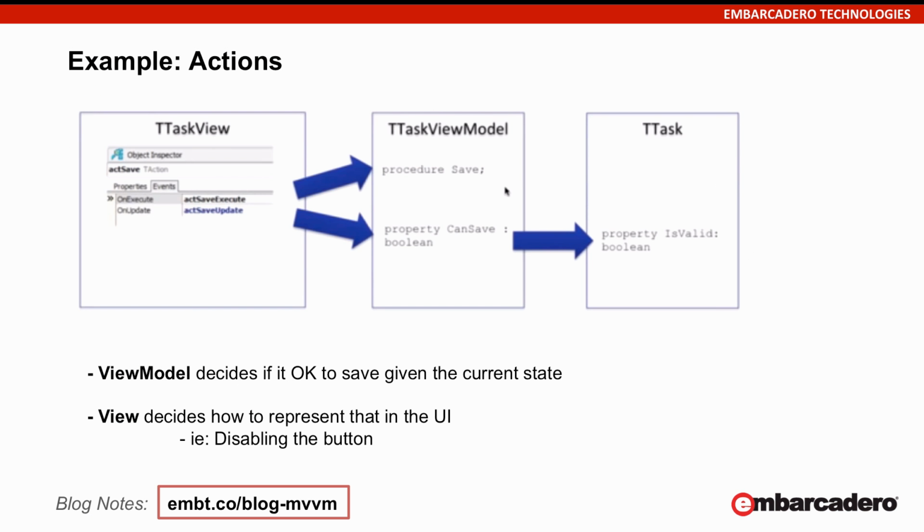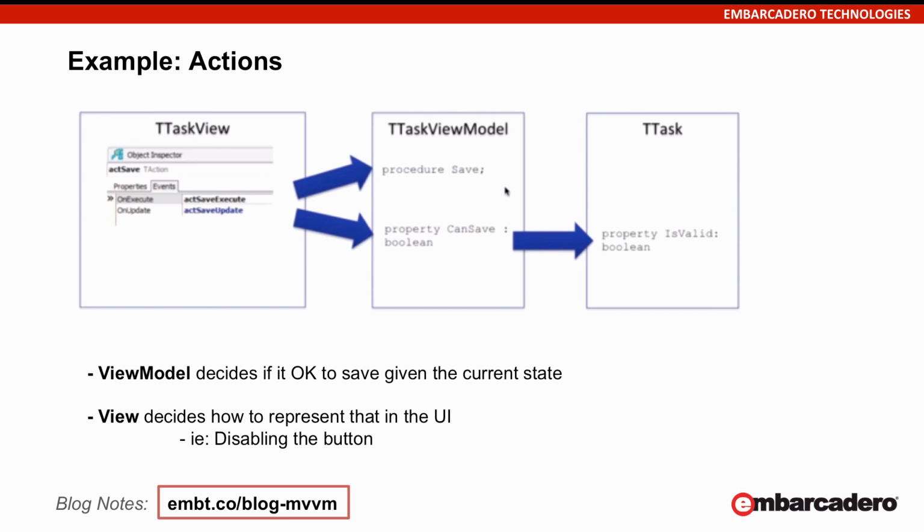Let's take a look at some slides to help illuminate what is going on with this MVVM solution. There are three actors involved in this example. Consider the Save button, which is part of the child view form that pops up after you click Edit on an existing task. In that child view, there is an action list, and one of the actions is the Save action. Typically, action lists have an onExecute and an onUpdate event.